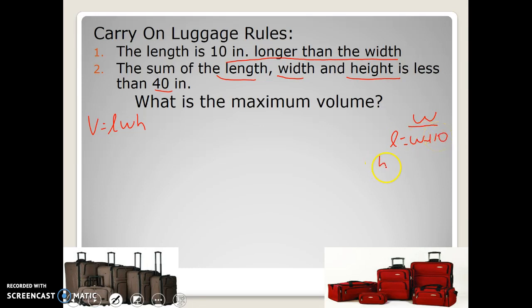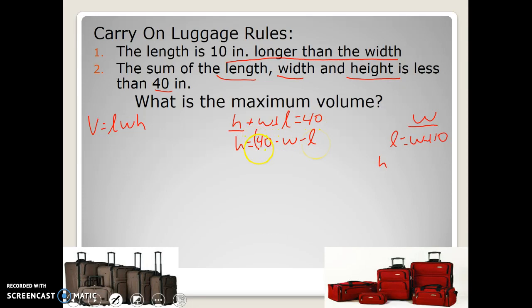But then we also need an expression for the height. And so the second expression says that the height plus the width plus the length, if I add all 3 of those together, that has to be less than 40. I'm going to push the envelope and we're going to say it's equal to 40 because we want to make the biggest bag possible. And so what I want to do then is solve this for h. I can do that if I subtract w from both sides and L from both sides.